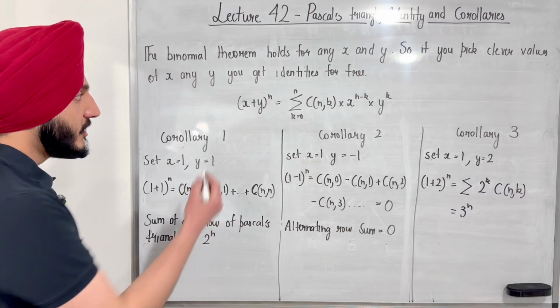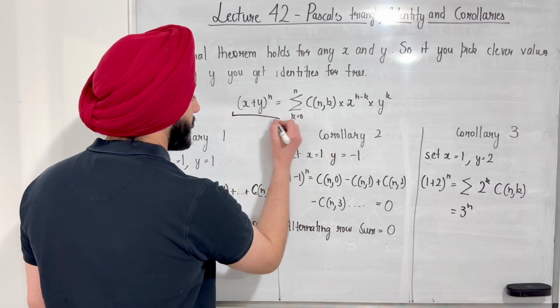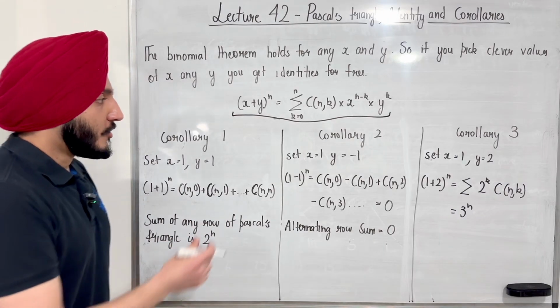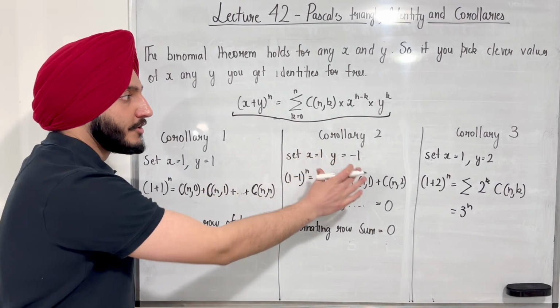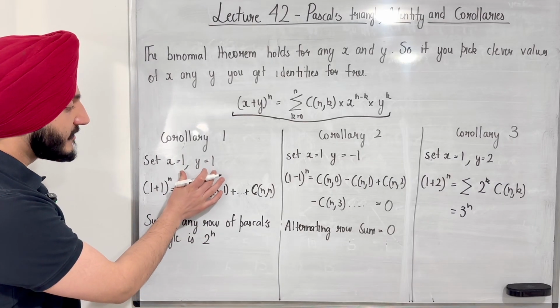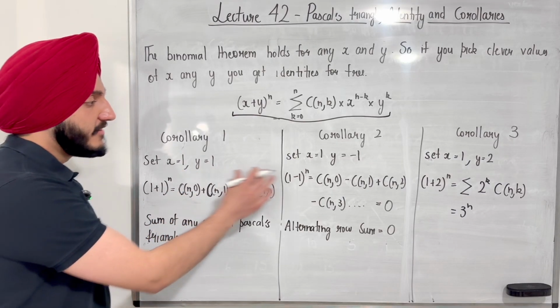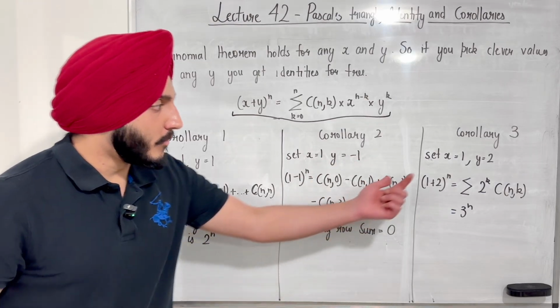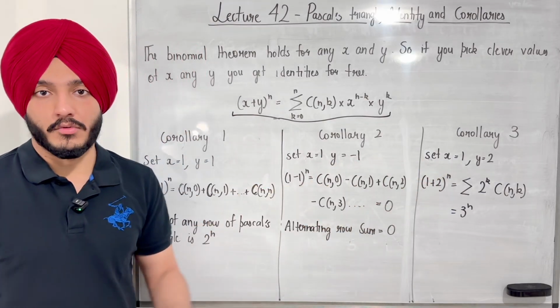Okay, so I've given the binomial theorem over here just for reference. This is the binomial theorem you have. So first, let's take a look at all three corollaries and what we are doing. In corollary 1, we are setting the x and y values to be 1, 1. In the second one, we are setting x to 1 and y to minus 1. And in the third one, we are setting x to 1 and y to 2, right?